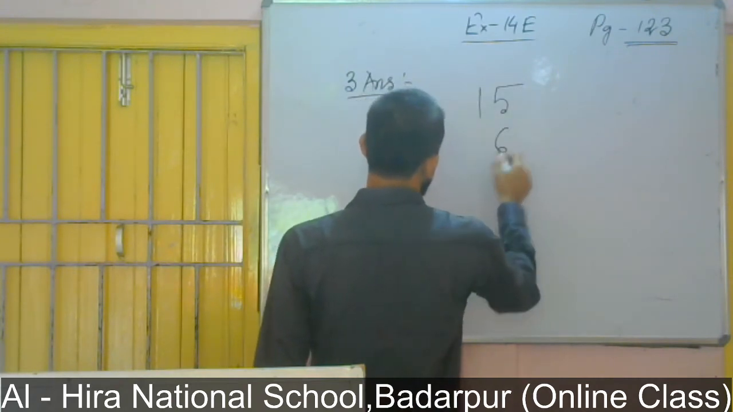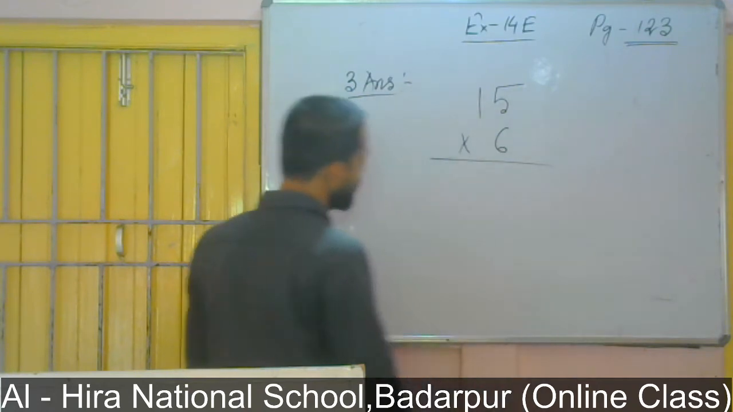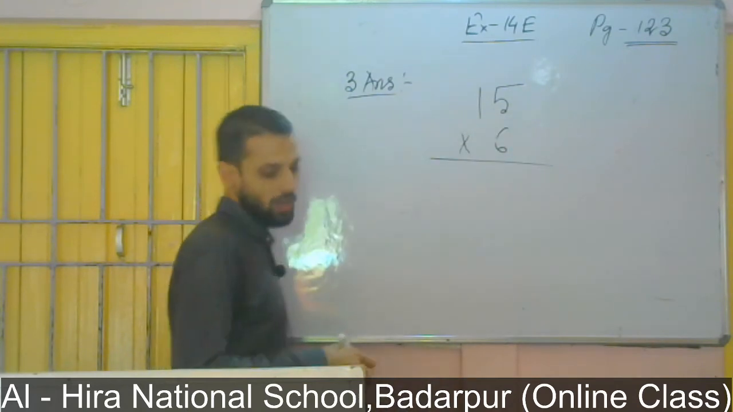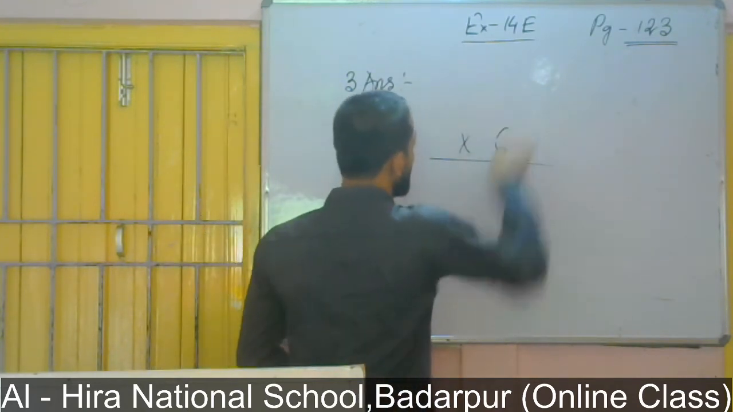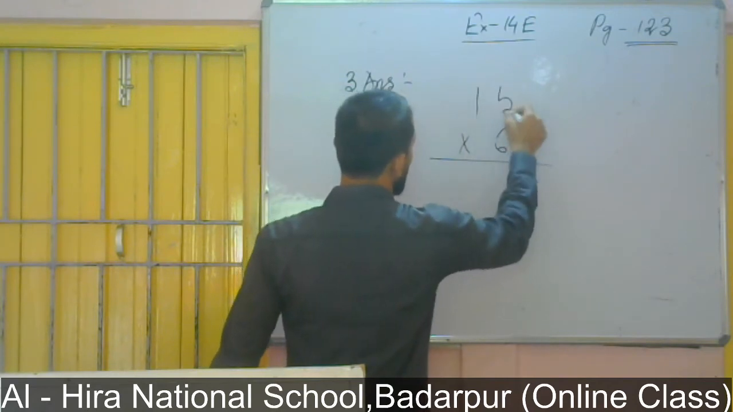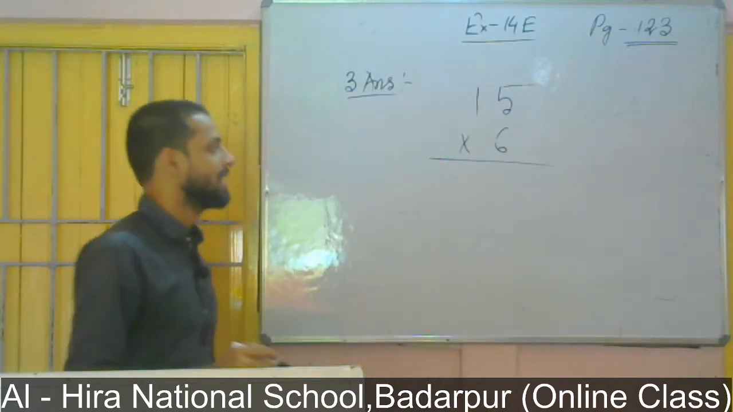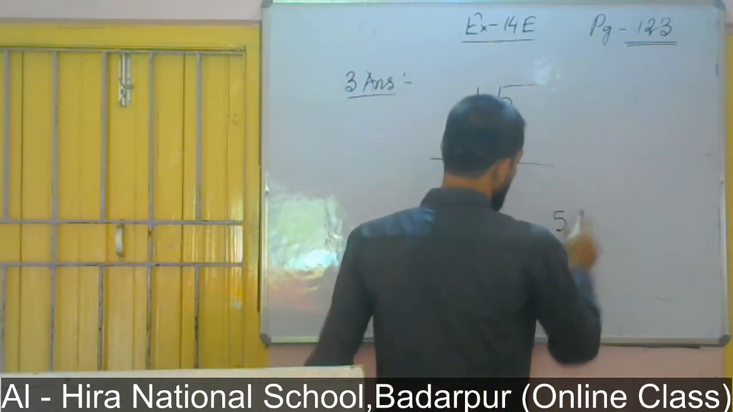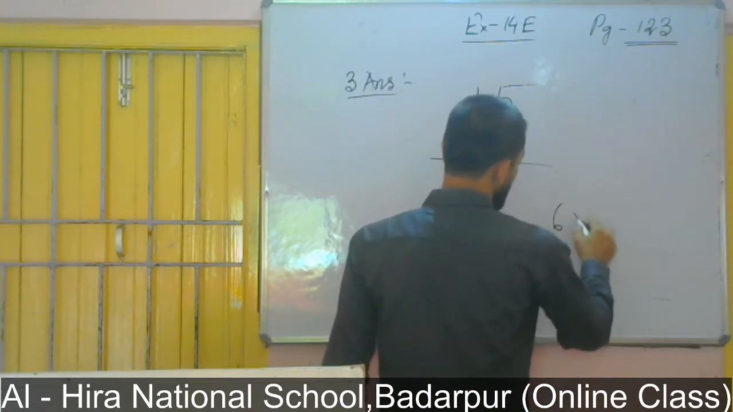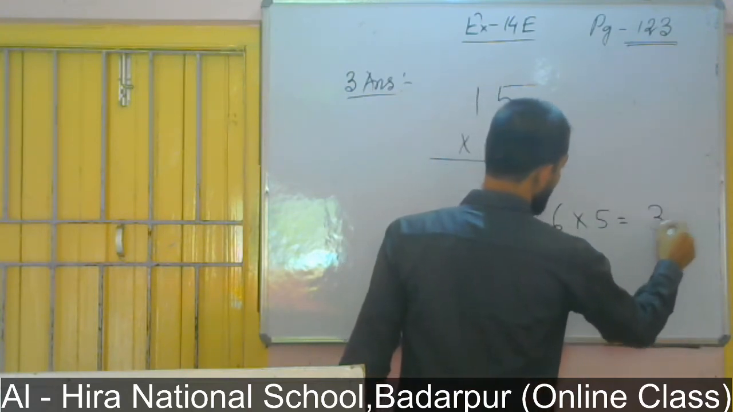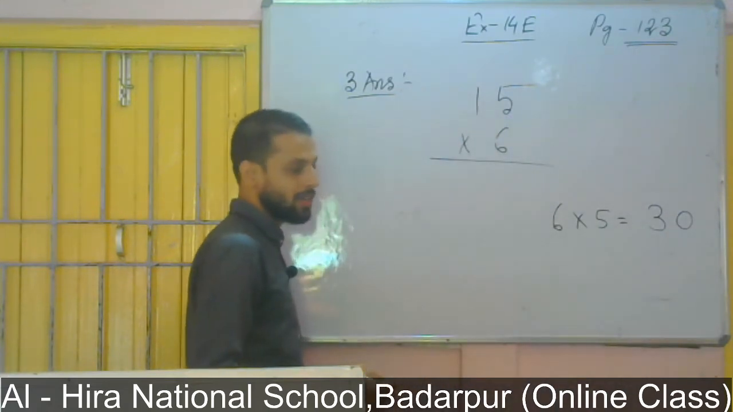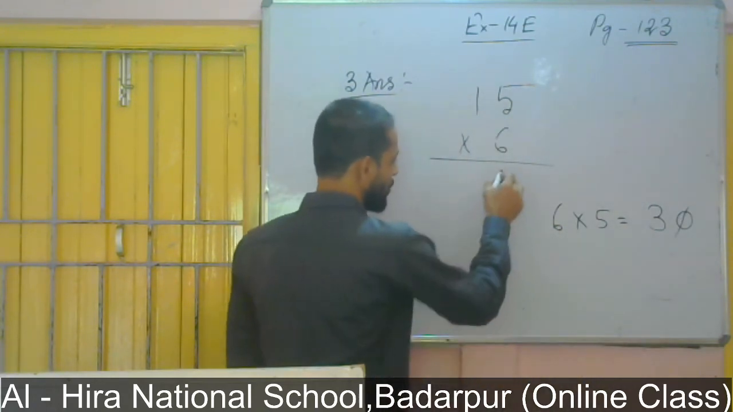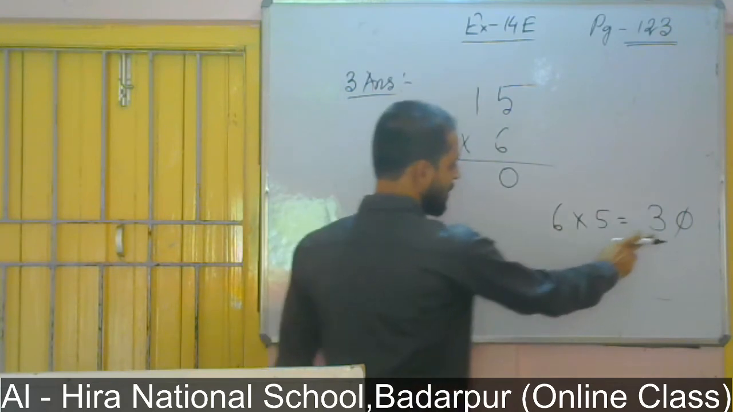15 multiplied by 6. We know that 5 is here on the ones place, and 1 is on the tens place. First of all, we are going to multiply 5 and 6. 6 multiplied by 5 equals what? We know that 6 fives are 30. After multiplying these two numbers, we will get 30 as the product. So we are going to write here 0. That means this 3 will be in my hand.